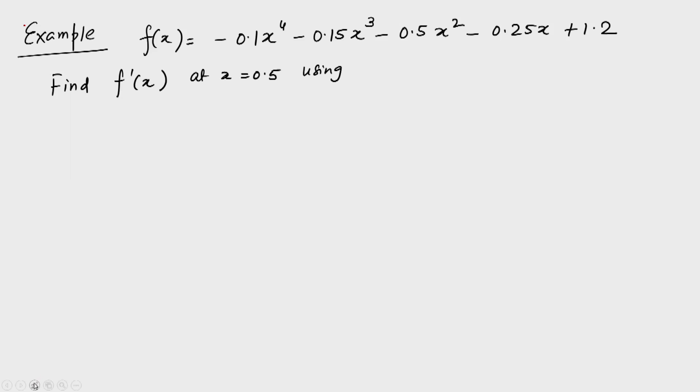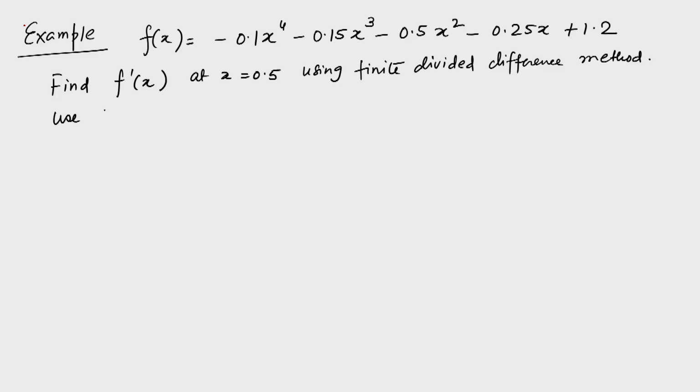All right. So, using the finite divided difference method, that is the one that we have just learned, which involves using the second derivative in the formula. It is given that we use h equal to 0.25. Okay. So, the solution is as follows.